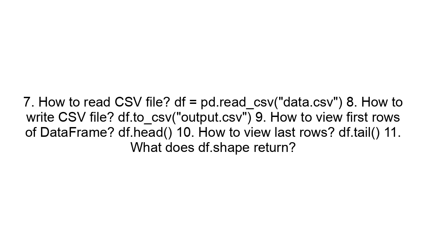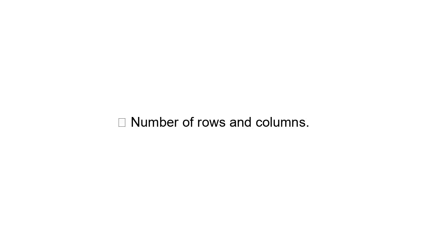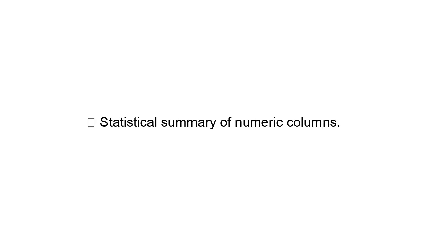9. How to view first rows of DataFrame. df.head. 10. How to view last rows. df.tail. 11. What does df.shape return? Number of rows and columns. 12. What does df.columns return? Column names. 13. What does df.info do? Displays DataFrame summary. 14. What does df.describe do? Statistical summary of numeric columns.